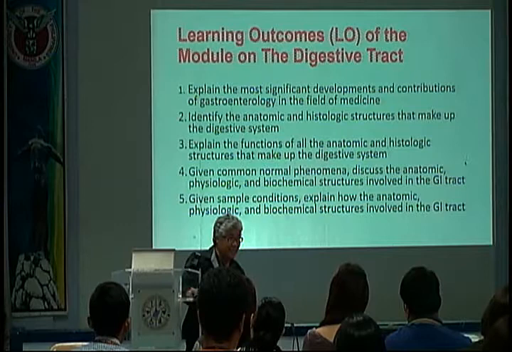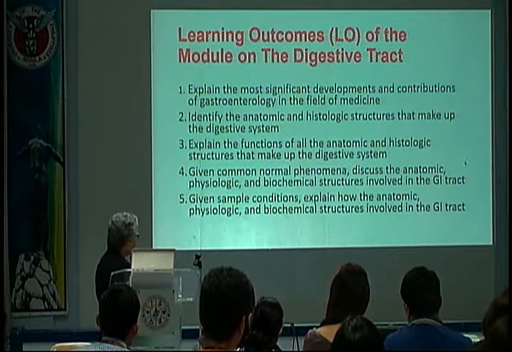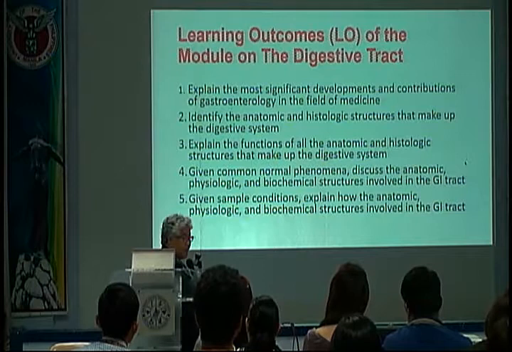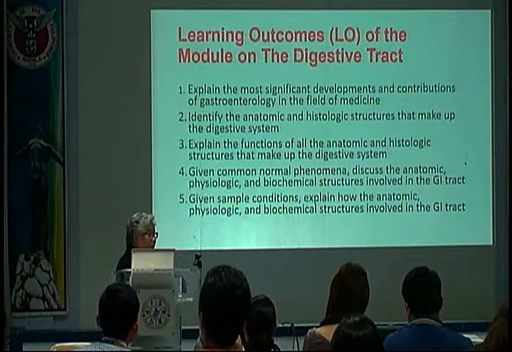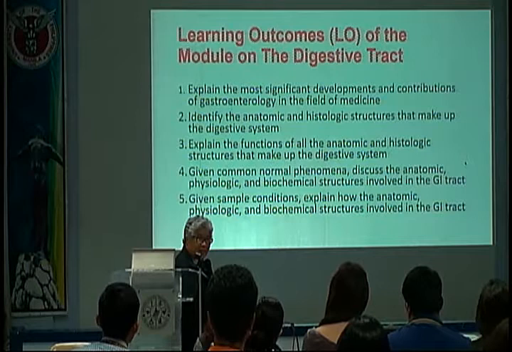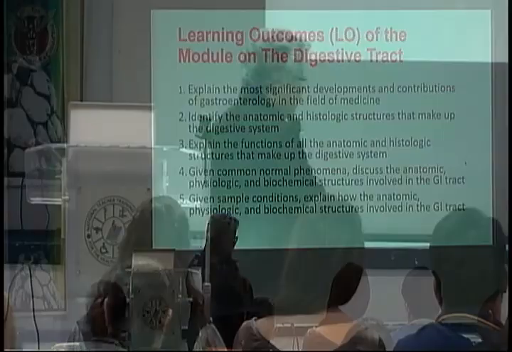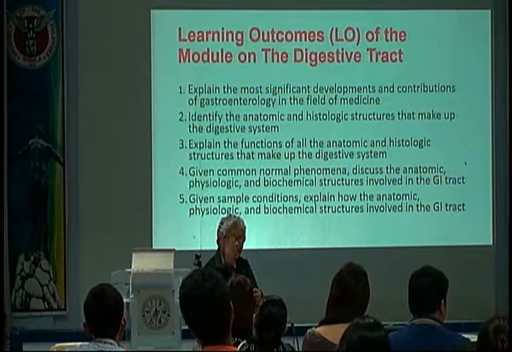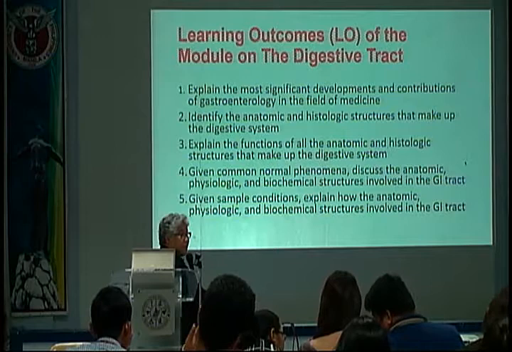Okay? In 160 hours. And then number five, given sample conditions, explain how the anatomic, physiologic, and biochemical structures are involved in the GI tract. So there will be sample conditions which may not necessarily be normal. So kung ito clinical conditions na, ano na subject yun? Okay, pathophysiology na. Meron pa ba? Aside from pathophysiology. Okay? Ailing person. At yung ailing person na yan, pwede bata, pwede matanda, pwede babae, etc. So, in other words, pag pumunta sa number 5, you do it the modular way, you're doing it vertically integrated pa din. Because these clinical courses in the traditional curriculum are only taught in the higher level courses.